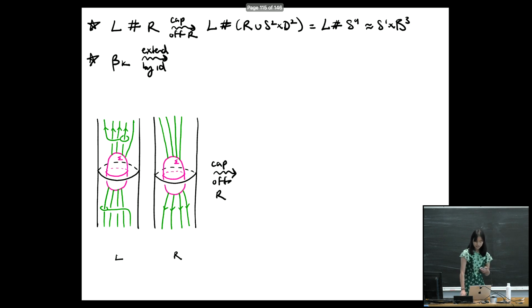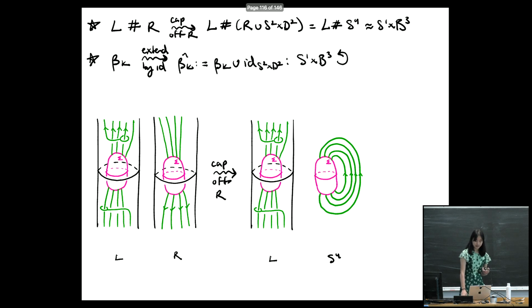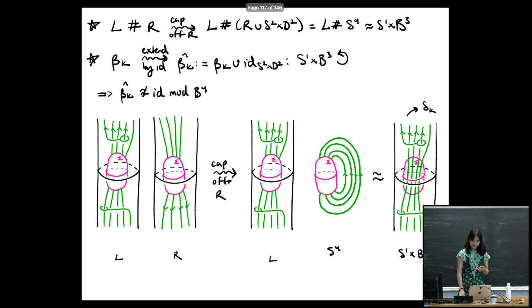So we start with beta K, our barbell. This is the diffeomorphism of L connect sum R, which is identity on the boundary. We cap off R with an S2 cross D2 and extend beta by the identity. So now we have some diffeomorphism of S1 cross B3, call it beta K hat. And now you can see that you can just take these strands on the right and push them back into L. And so this is going to be isotopic to the delta K's constructed by Bunny goodbye.